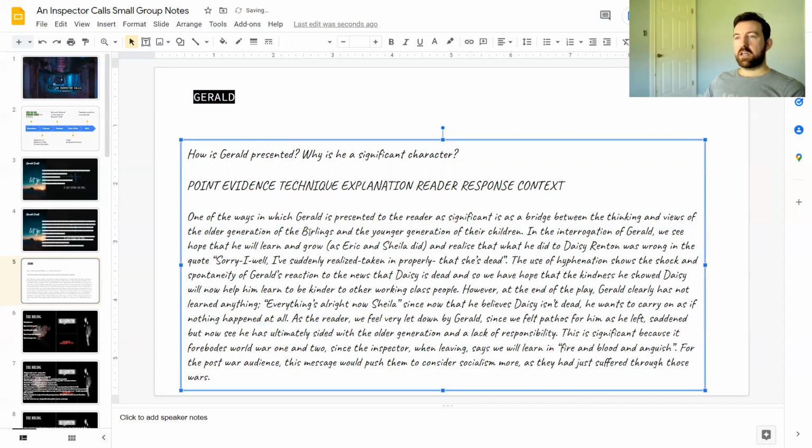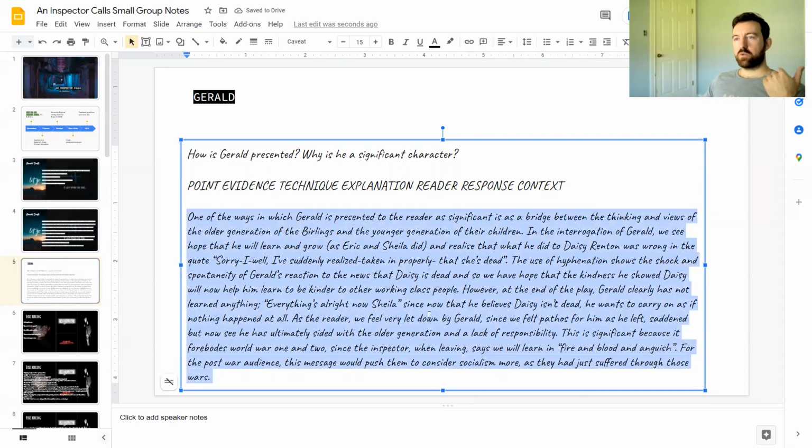So that is a model paragraph for Gerald. So we're thinking about Gerald's character, how it's presented, why he's significant. This bridge, like I said, we've got a few quotes. They explain how ultimately he's a bit more of a tragic character, and then we link it to some context. So yeah, I think that's pretty strong.